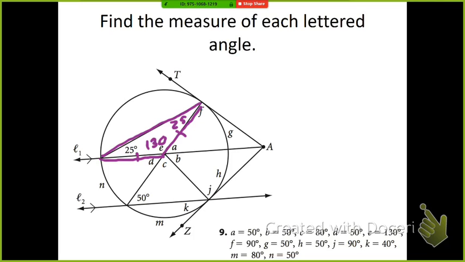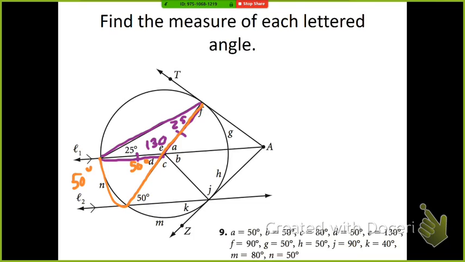Another thing you want to look for are diameters. Those are straight lines. They determine semicircles, and we also have linear pairs here. So this angle right here would be 50 degrees because it forms a linear pair with 130. Right, so this angle is also 50 degrees.